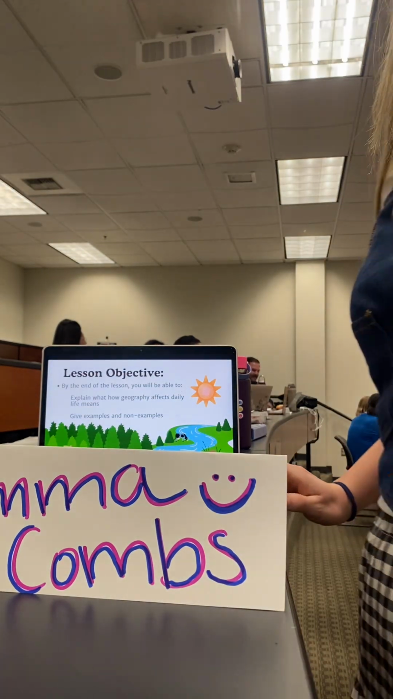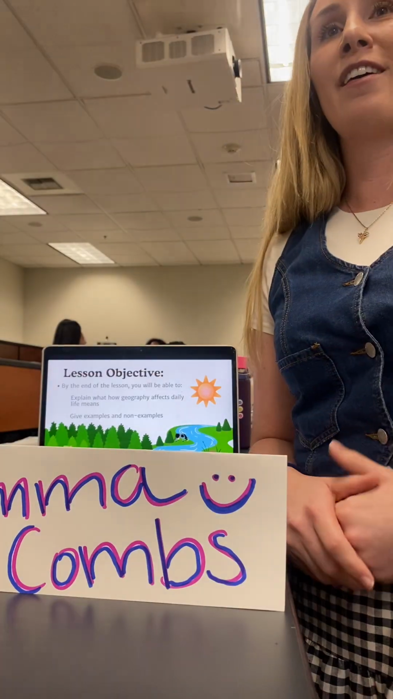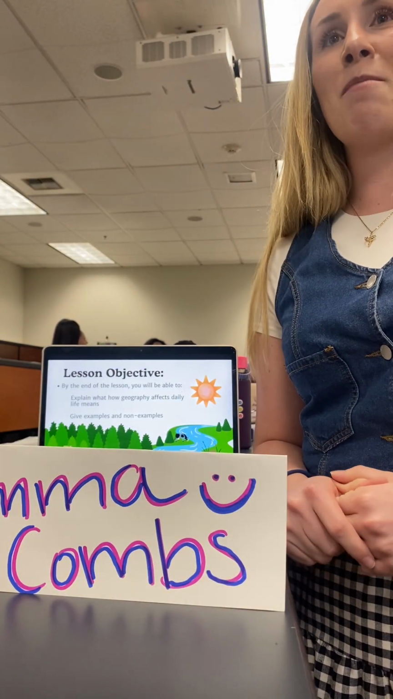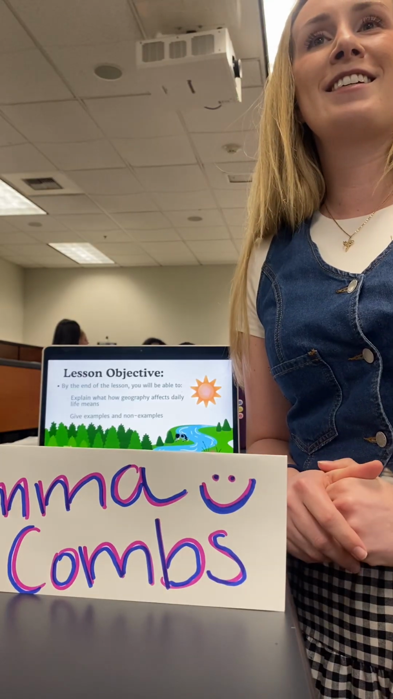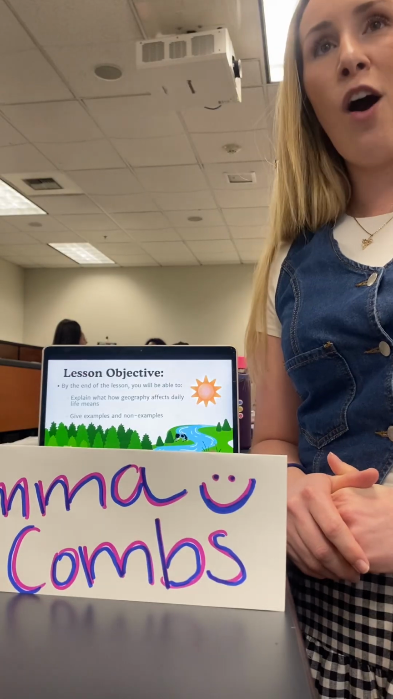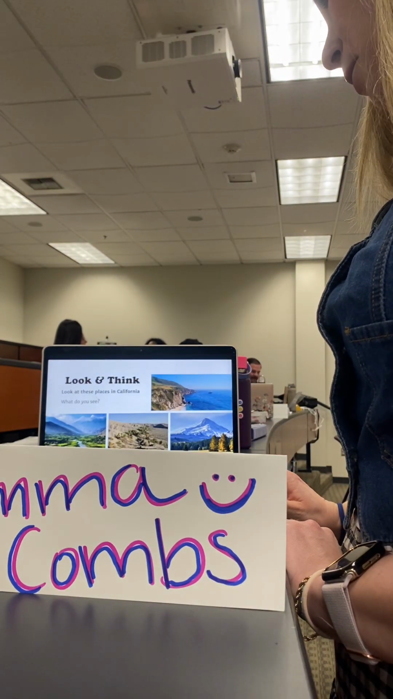So let's think for a second about types of geography in California we've learned about. Anybody want to share one that they might think of? Yes, rivers. Okay, that's a good one. Mountains. Okay, those are some good brainstorming thoughts. So let's dive into it.